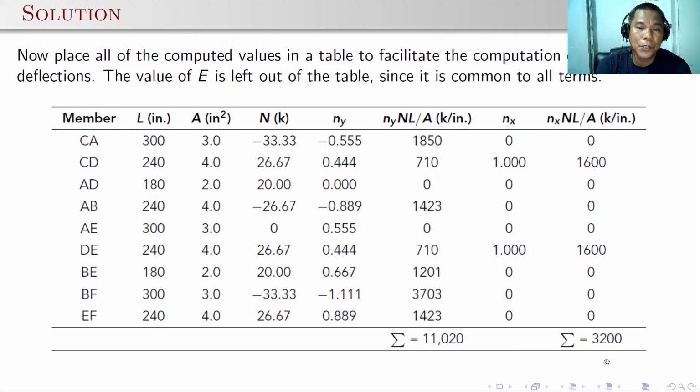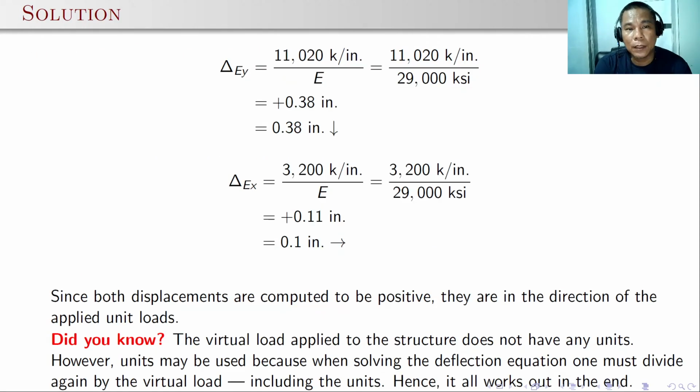Of course, you can use a spreadsheet to simplify your computation. It's easier to use a spreadsheet because you can just make a formula and copy it, and you can also use the internal sum function. After that, we can compute the two deflections, the vertical and the horizontal. Of course, we need to apply the modulus of elasticity, which is 29,000 ksi. Delta EY gives us positive 0.38, and since it is positive, which is in the direction of the unit load, then 0.38 inches is downward.